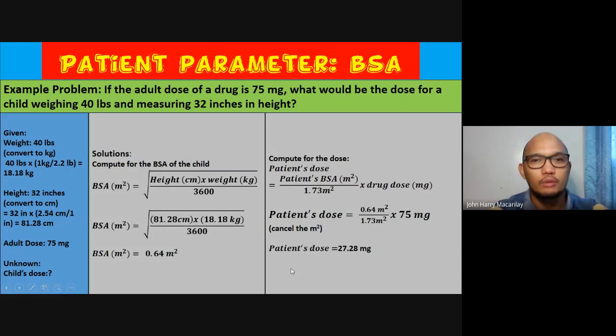So the answer now for this particular patient is 27.28 milligram. So for a patient that has a weight of 40 pounds and 32 inches of height, the adjusted dose is 27.28 milligrams. So that is now for the calculation of doses.